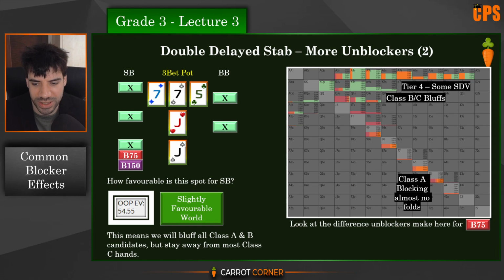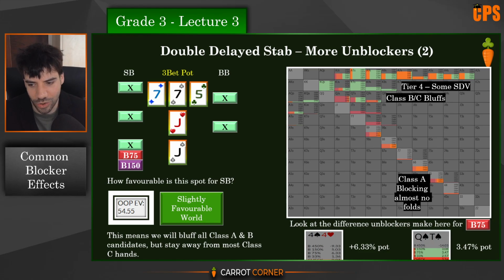Look at the difference unblockers make here for B75. While a hand like pocket fours is coming in at plus 6.33% pot for bluffing because it just does such a great job of unblocking villain's folding range, a hand like Queen 10 is only making 3.47% of the pot. For some reason this hand is actually making some money by checking, and that's why it doesn't bet all of the time. I guess villain's not only checking back some King X here, but maybe some Queen 10 themselves.